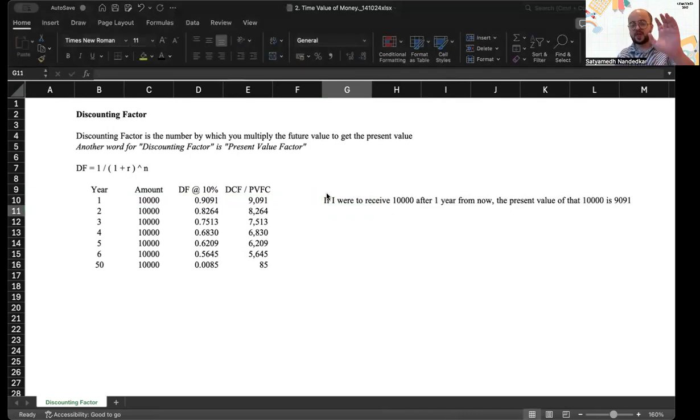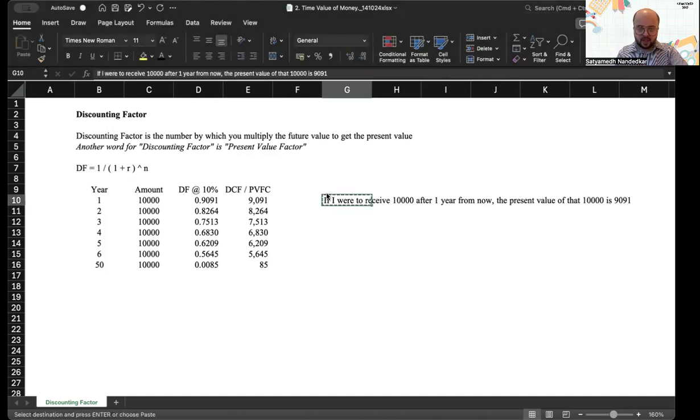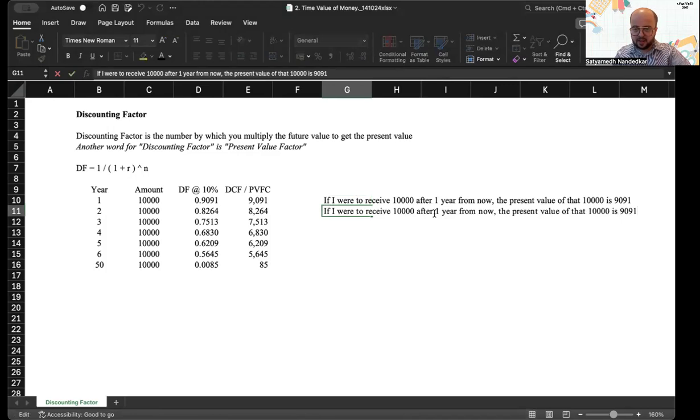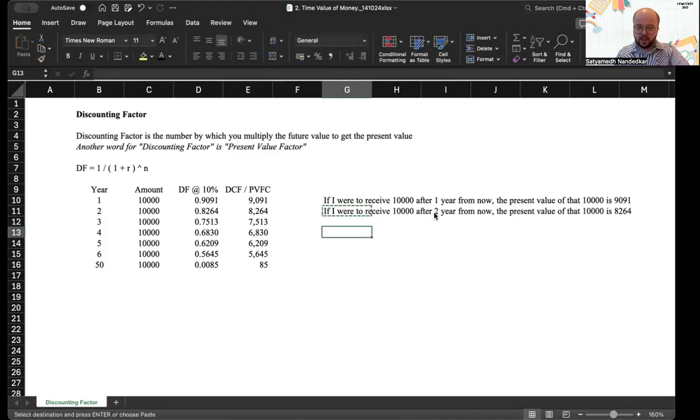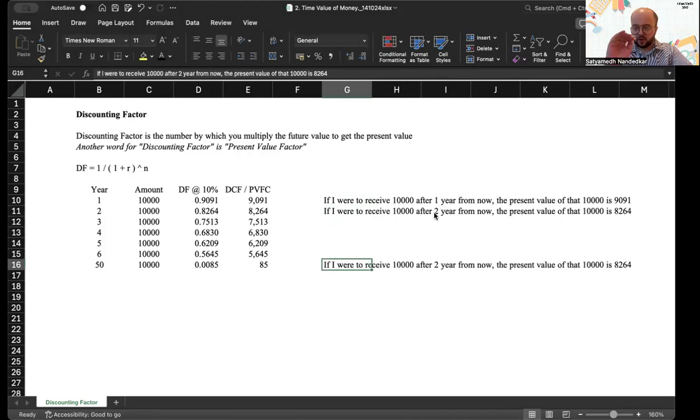And if I were to receive 10,000 2 years from today, its present value would be 8264. So on and so forth. If I put it across as for the 50th year, if I were to receive an amount of 10,000 after 50 years from now, the present value would be 85.